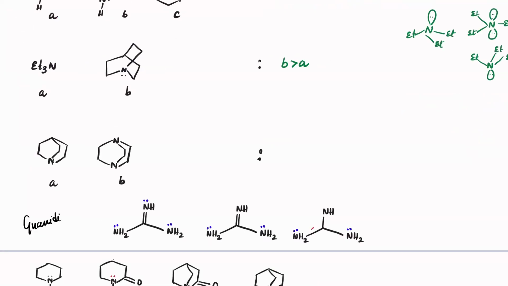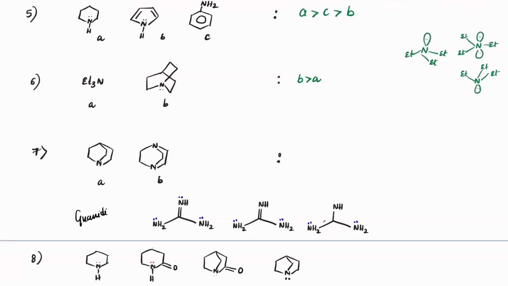And next one, in the seventh one, you can see this one is donating, this one is donating. But here, from the other end, the nitrogen is withdrawing by inductive effect. So because of which we will say A is definitely more basic than B. A is more basic than B.